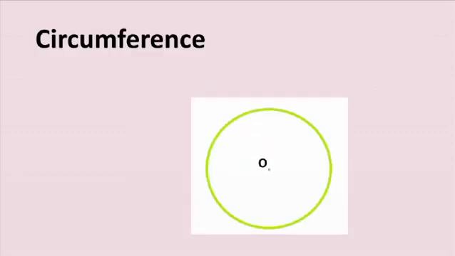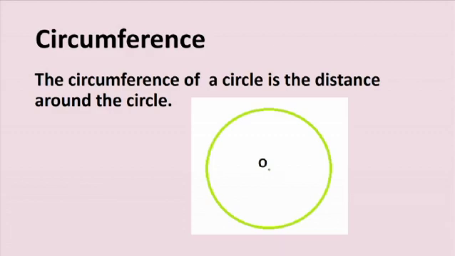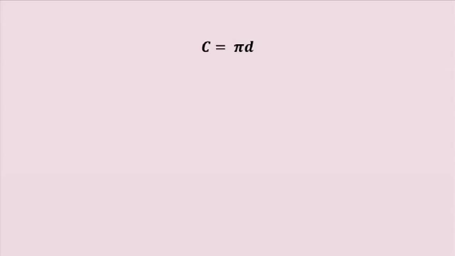We now continue with our revision. So we had learned previously that the circumference is the distance around the circle, which is also called the perimeter. Now, what is the formula for circumference? The formula is simply C equal to pi d.